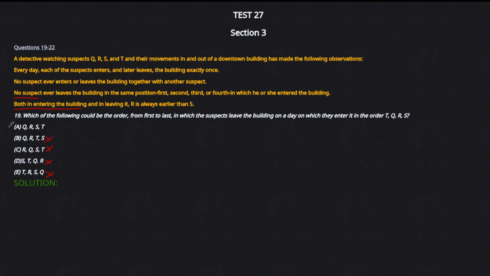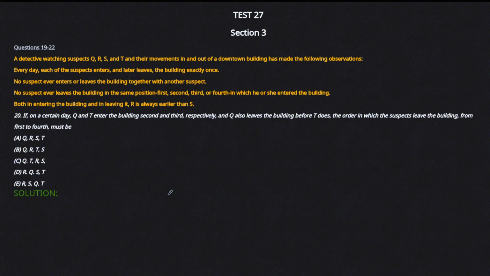So we're only left with one option, which is A, and it is the rightful answer. But still, we will go over it. Firstly, the last condition, R is always earlier than S. R is indeed earlier than S. And then for the other conditions, T entered at 1, left at 4. Q entered at 2, left at 1. R was at 3, left at 2. And S entered last, but left second last. So yeah, it checks out all the other conditions as well. So this is our rightful answer. On to the next one.